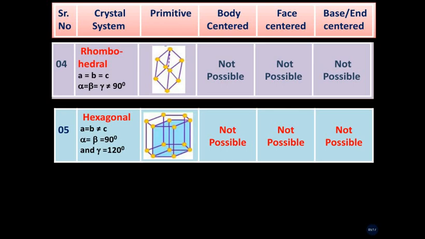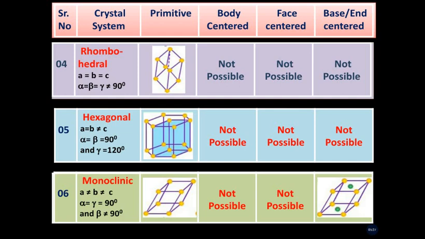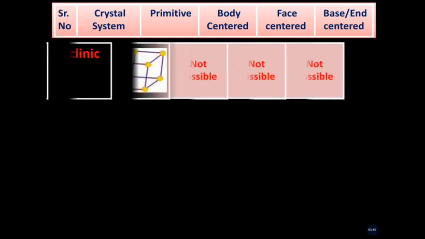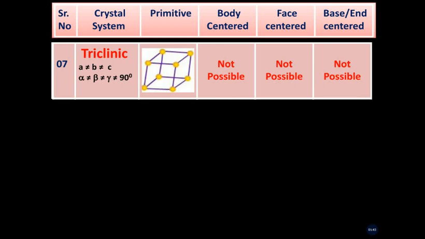The next one is the hexagonal. In the case of the hexagonal crystal system, only one type, that is the primitive type of unit cell, occurs. In the monoclinic system, 2 types of unit cells are there, that is the primitive and the base centered. Last one is the triclinic crystal system. In the case of the triclinic crystal system, only one type of unit cell occurs, that is the primitive unit cell.